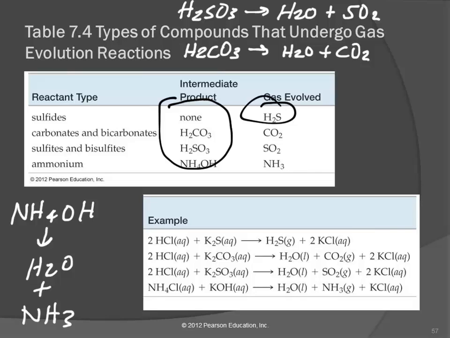So, I'm trying to figure out how they become gases. If there's a diatomic element like the O2, is that what makes it a gas? Just a diatomic element inside the gas? No. Good question. That is a good question. Why is SO2 a gas? Why is CO2 a gas?